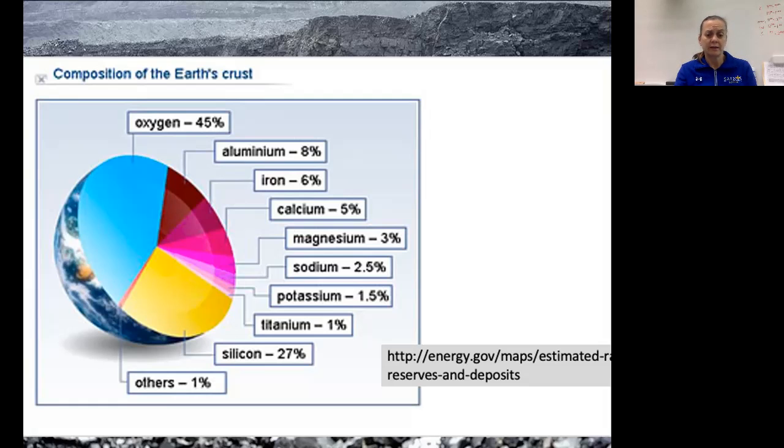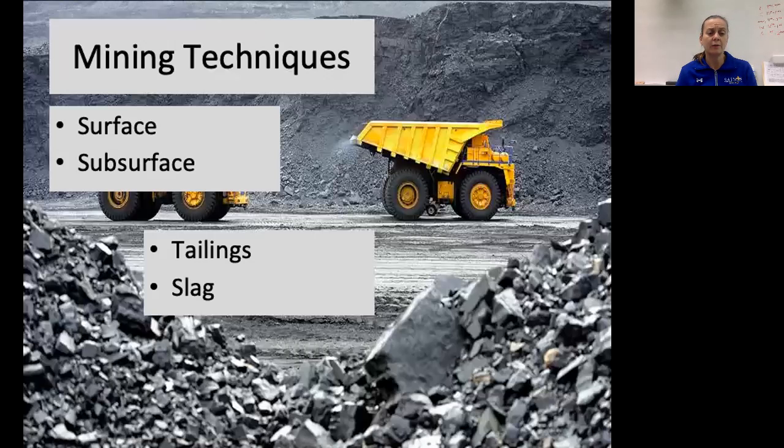So in order to extract these things, how can we do it? We'll talk about two major classes of mining techniques, and that would be surface mining and subsurface mining. Surface mining is exactly what it sounds like. It's mining that happens at the surface of the earth. The surface is removed and we take something that is close to the surface. Subsurface mining is probably what most of us think of when we think of mining. We think of coal miners deep in caves, caverns, and chambers underground. That is subsurface mining. All mining produces waste, and that waste we call tailings or slag.